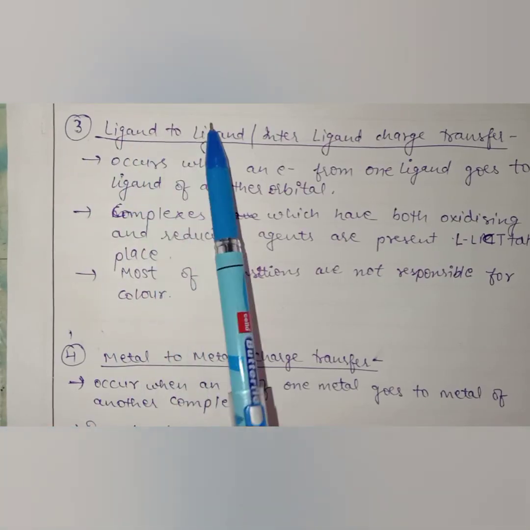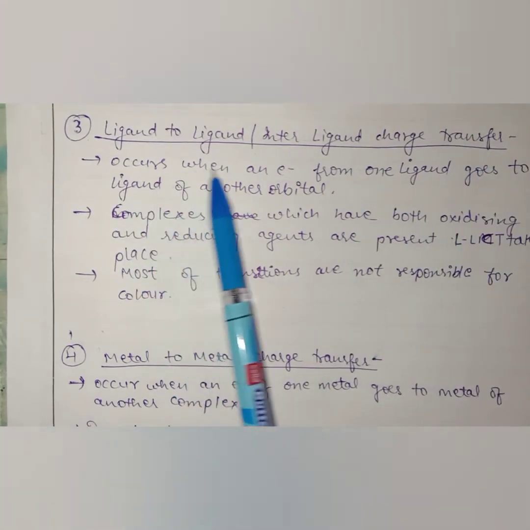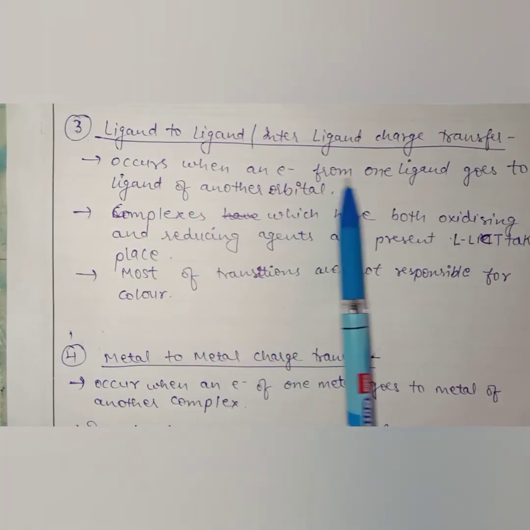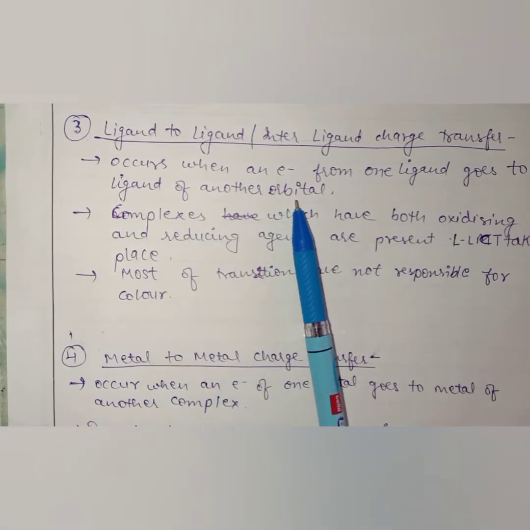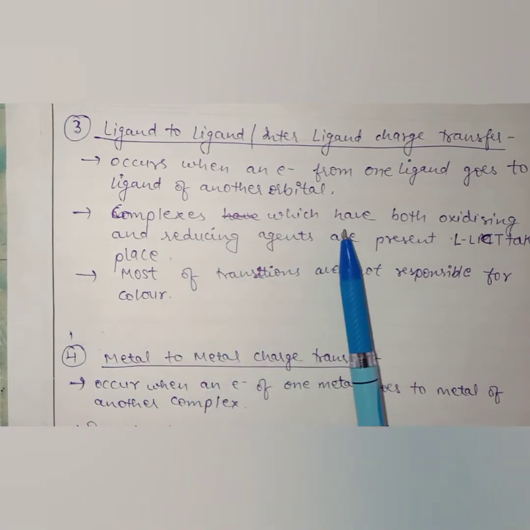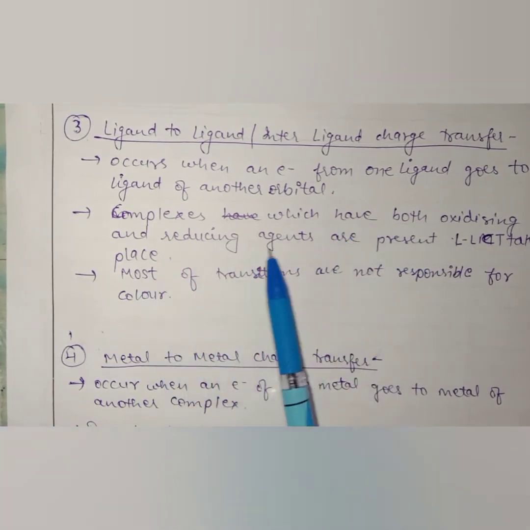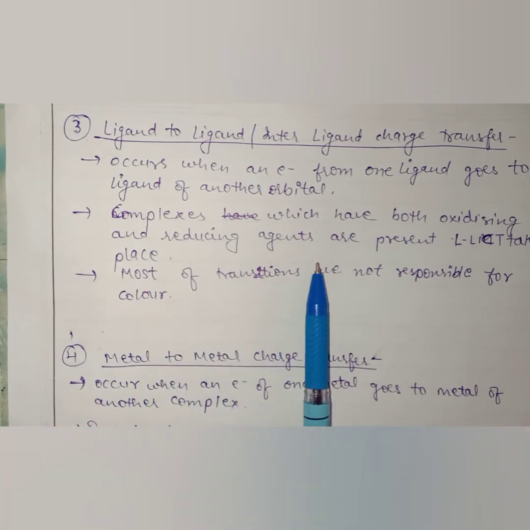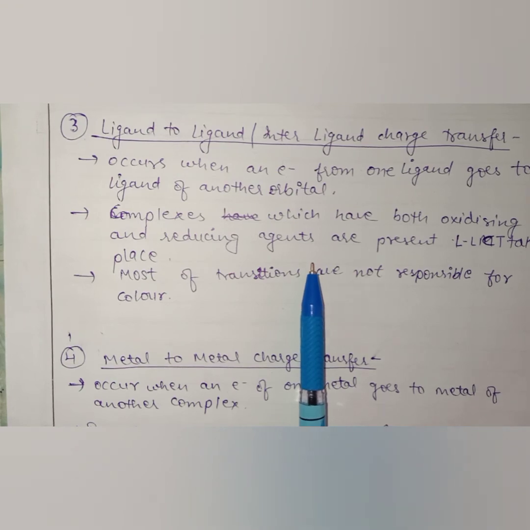Examples of this ligand to metal charge transfer are shown in halides, oxides, sulfides, etc. Third one is ligand to ligand or inter-ligand charge transfer. It occurs when an electron from one ligand goes to the orbital of another ligand. Complexes which have both oxidizing and reducing agents present show ligand to ligand charge transfer. Most of the transitions of ligand to ligand charge transfer are not responsible for color.